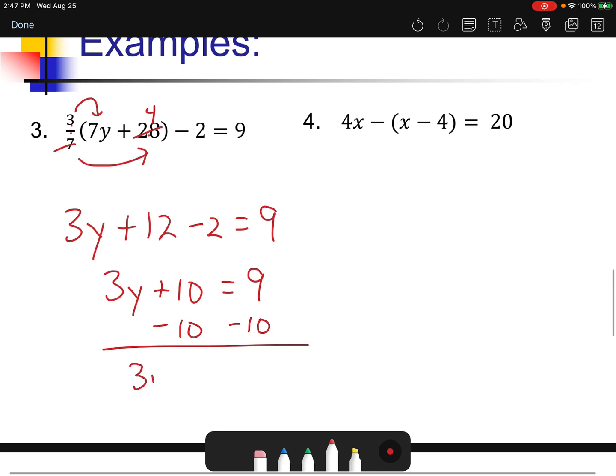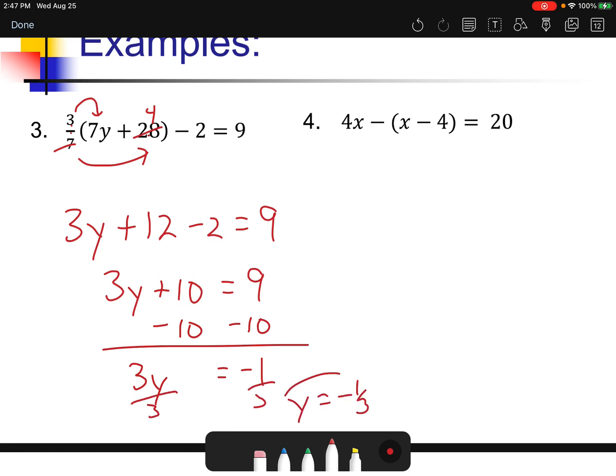Then we undo the add 10. And I know this is going to be weird. 9 minus 10. I'm making sure it's correct. Yep. And then divide by 3. I don't want to steer you wrong here. And we get negative 1/3, which is fine. Let's see, 3/7 times 7 would be 3y. 3/7 times 28 is 12. Minus 2 is 10. Yep, that's correct.